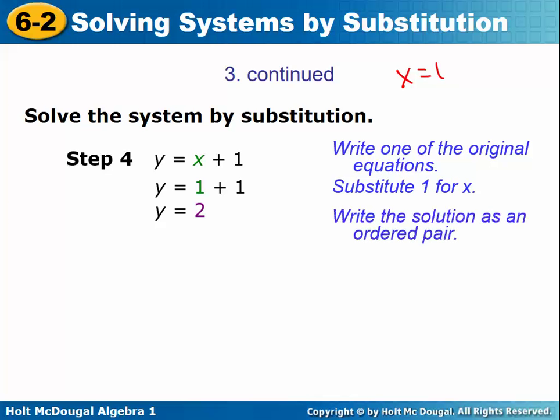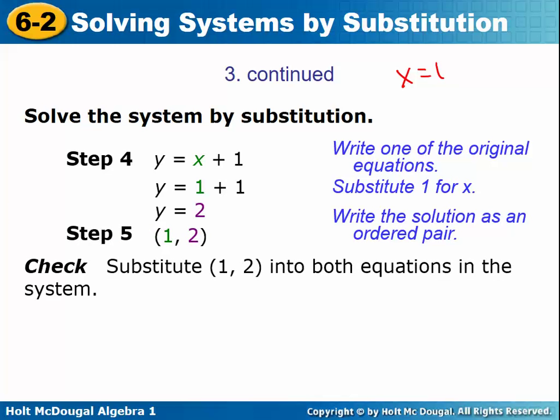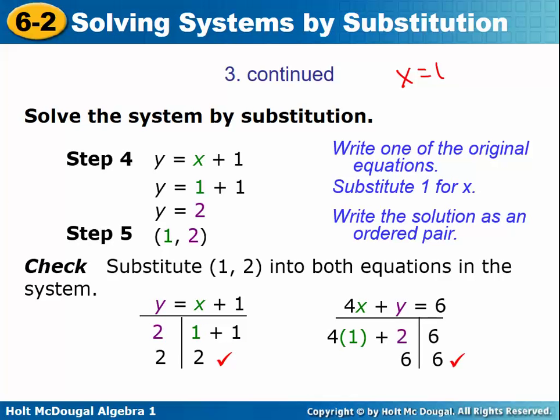Then step 5 is just to write it as an ordered pair. And then step 6 is to check your answer by plugging it back into your two original equations. So y is 2, is equal to 1 plus 1. Yep, that works. And the other equation was 4x plus y equals 6, so we take 4 times 1, that's 4, plus 2 is 6, yep, 6 equals 6. So it works.